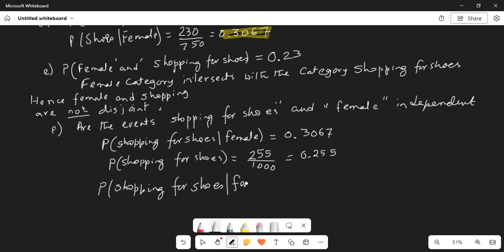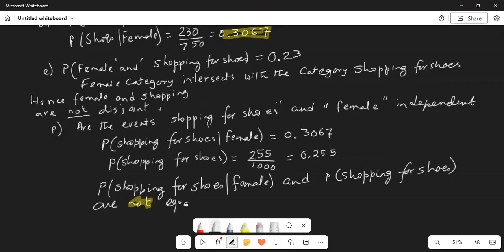We notice the probability of shopping for shoes given the person is female and the probability of shopping for shoes are not equal. This is important. They are not equal. What does it mean? If they're not equal, what does it mean?